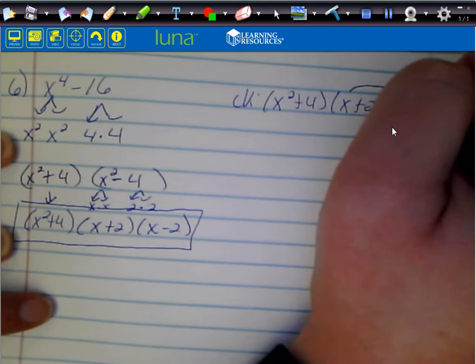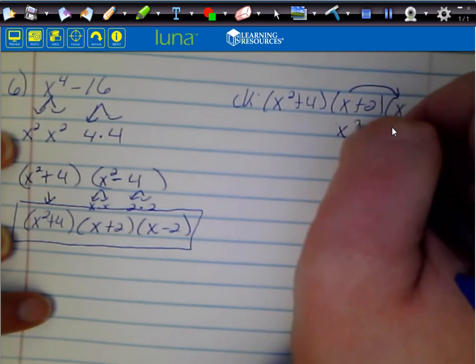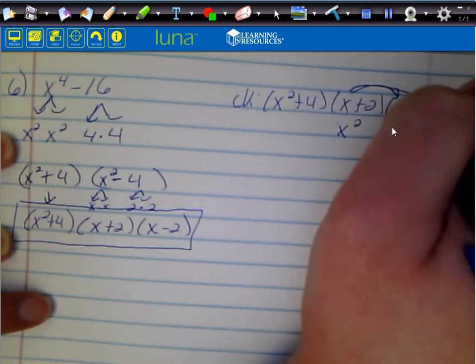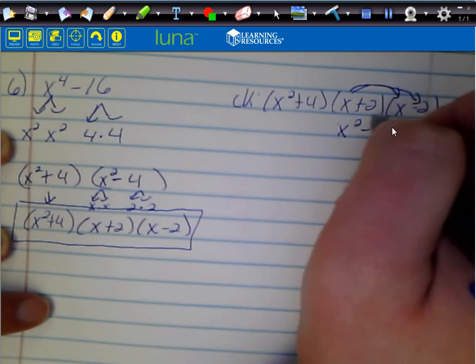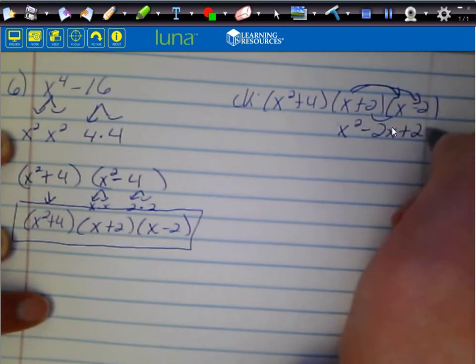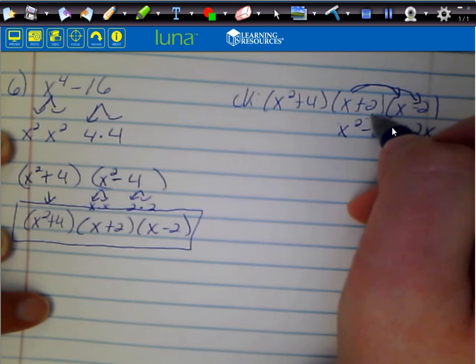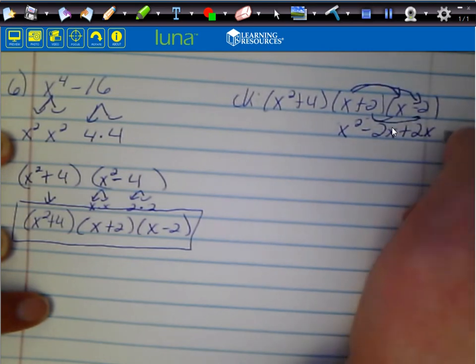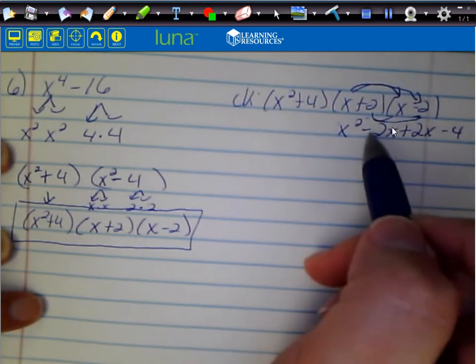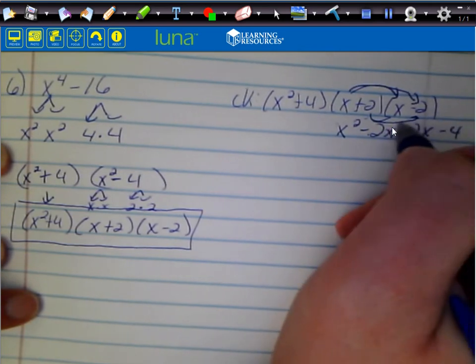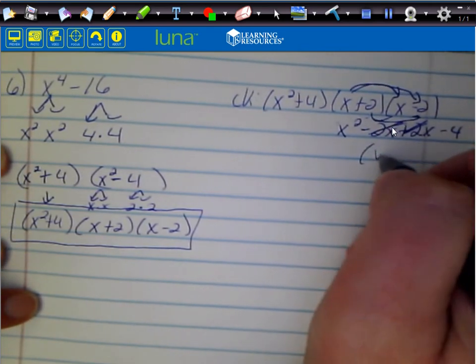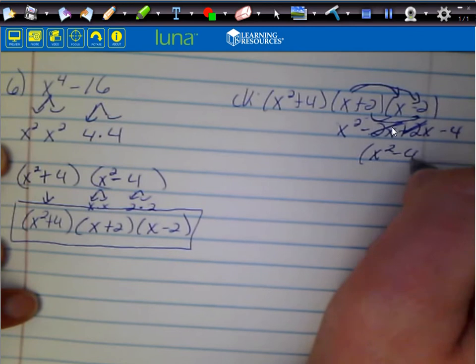So I'm going to start here, and I'm going to say x times x is x squared. X times negative 2 is negative 2x. 2 times x is 2x. And 2 times negative 2 is negative 4. My minus 2x and my plus 2x are going to cancel, so I'm left with x squared minus 4.